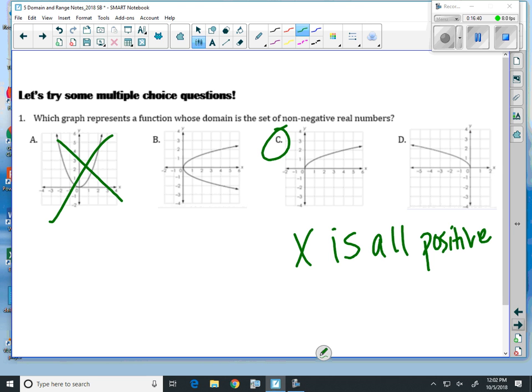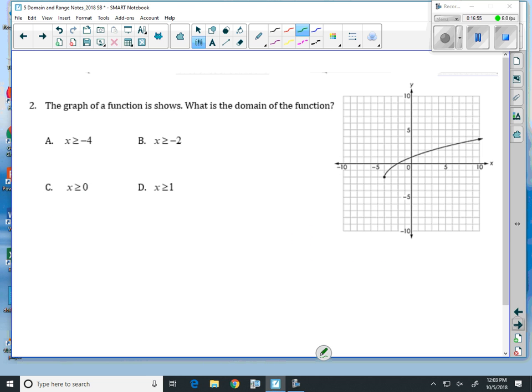Why is B not an answer there? It's not a function. They're all positive x values, but that's not a function. Okay? And then D, obviously that's on the negative side. So it should be C for that one.